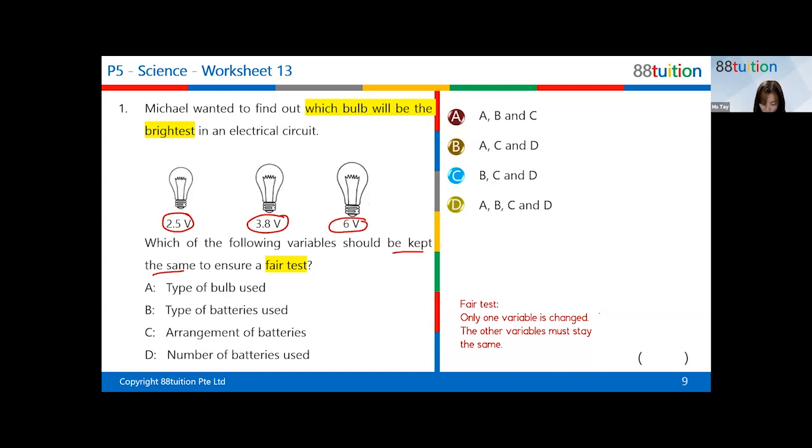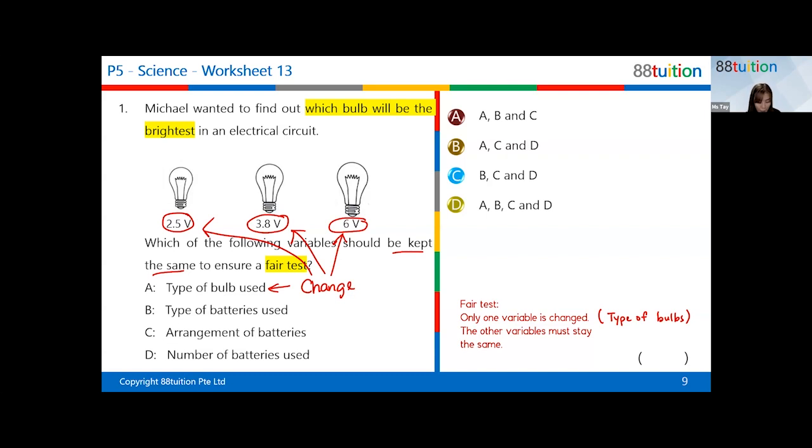Right, so you want to make sure only one variable is changed. Since he already changed, right? The variable that he changed is actually the type of bulbs, right? This is what he has changed. Everything else must stay the same, isn't it? So this is the one that he is going to change because very clearly you can see 3 different light bulbs. So the types of batteries must be the same.